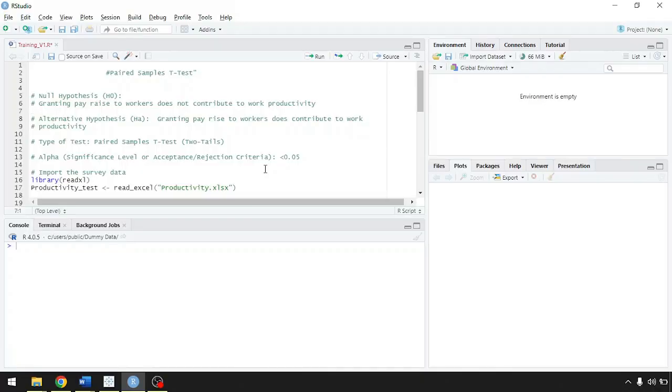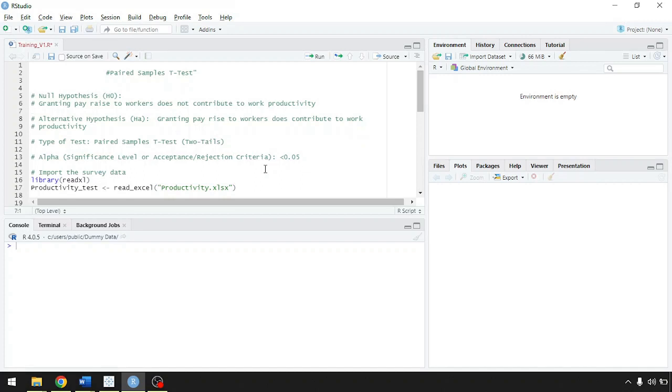Everyone. Today I'll be performing a paired samples t-test. The null hypothesis is that granting pay raises to workers does not contribute to work productivity. In other words, pay raises do not have any effect on workers' productivity. The alternative hypothesis is that granting pay raises to workers does have an impact on work productivity.